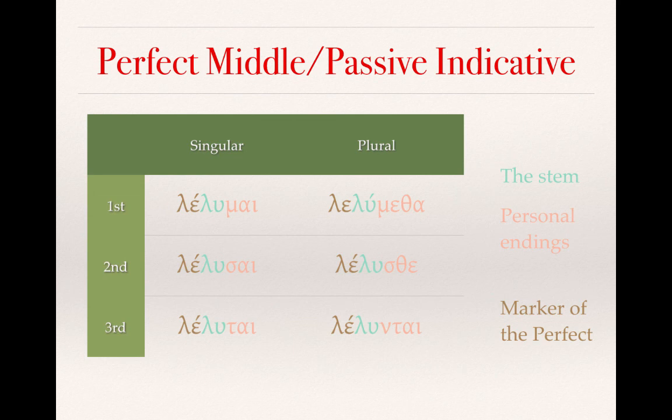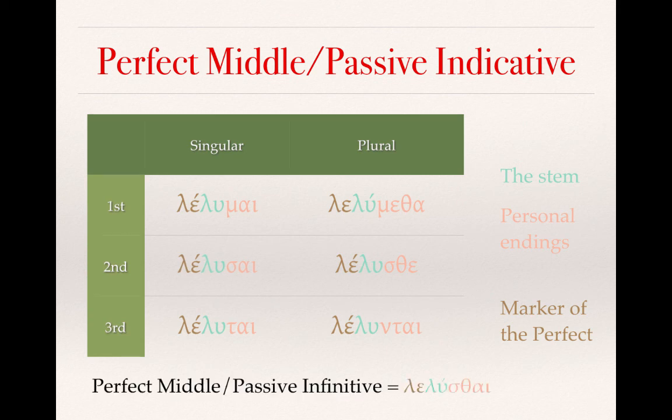Now here is the chart of the perfect middle passive indicative. Lelumai, I have loosened for myself. Lelusai, you have loosened for yourself. Lelutai, he, she, or it has loosened for himself, herself, or itself. Lelumetha, we have loosened for ourselves. Leluste, y'all have loosened for yourselves. Leluntai, they have loosened for themselves. There is also a form of the perfect middle passive infinitive, lelustai.